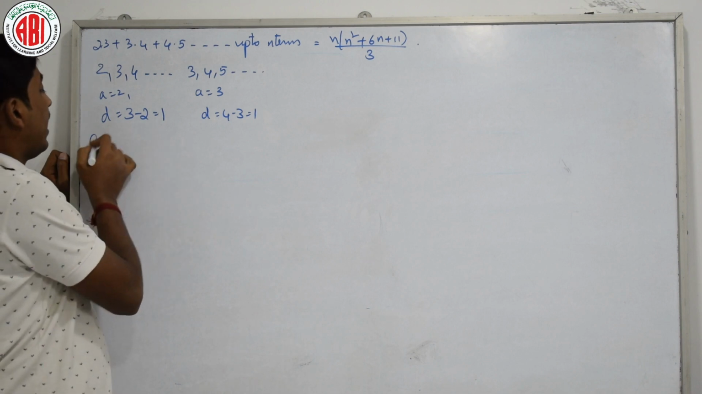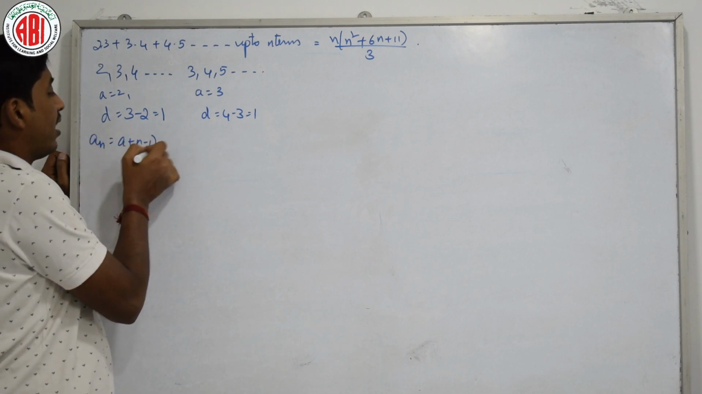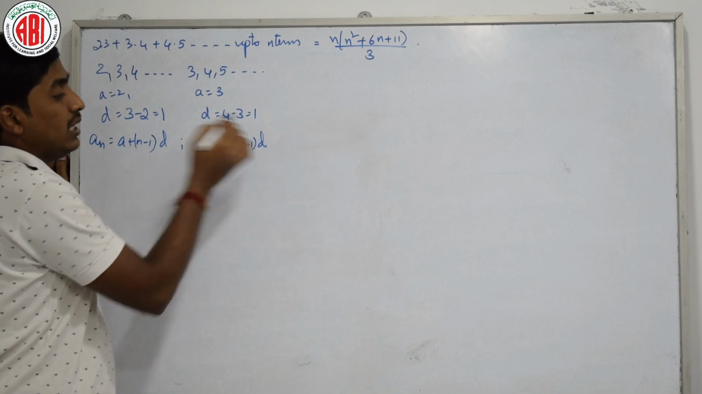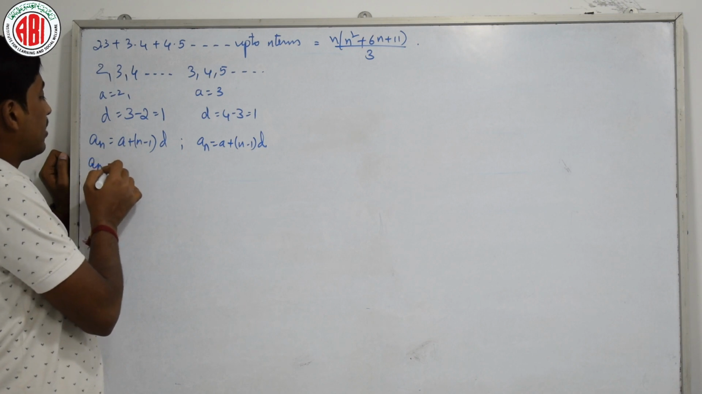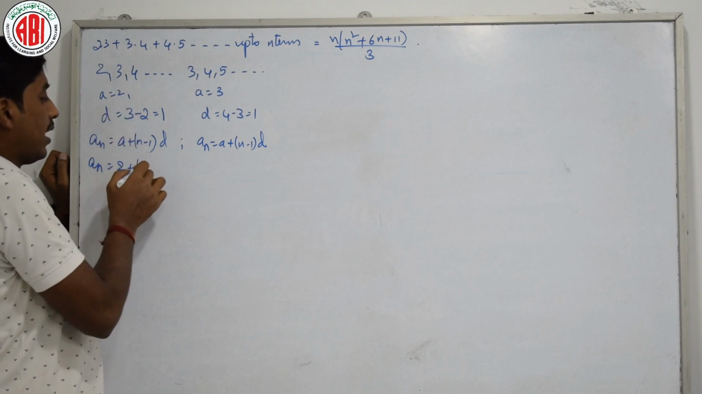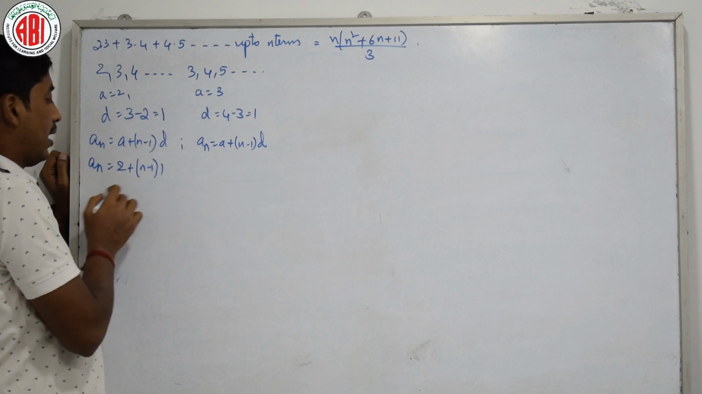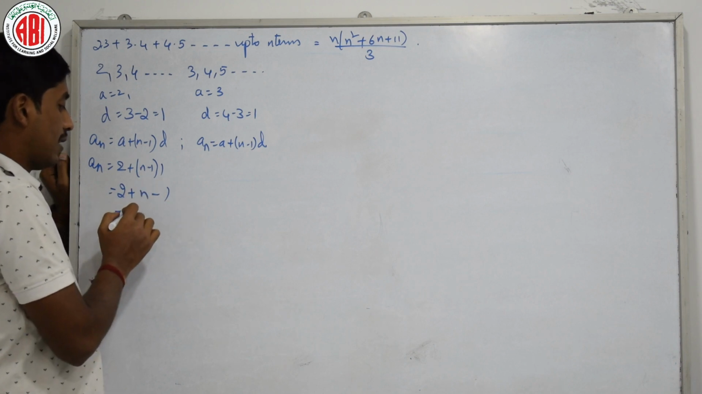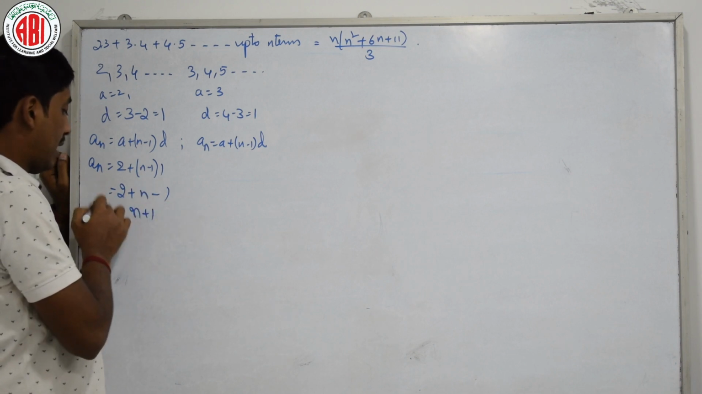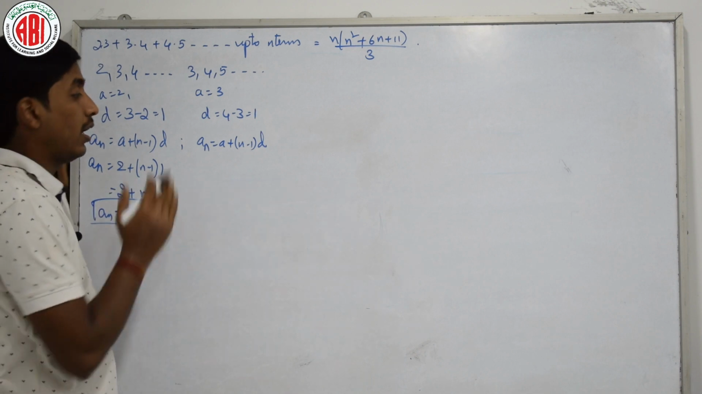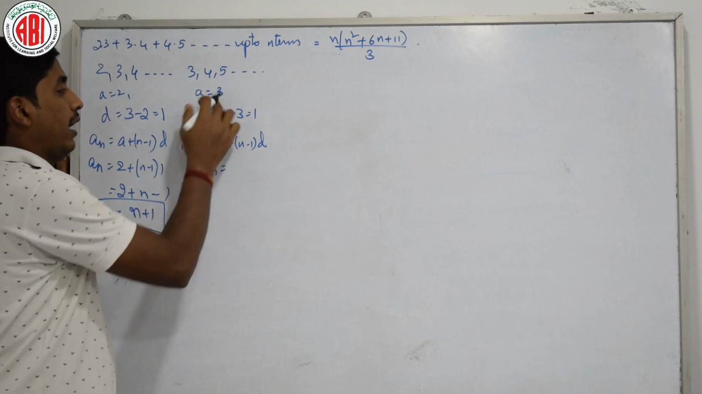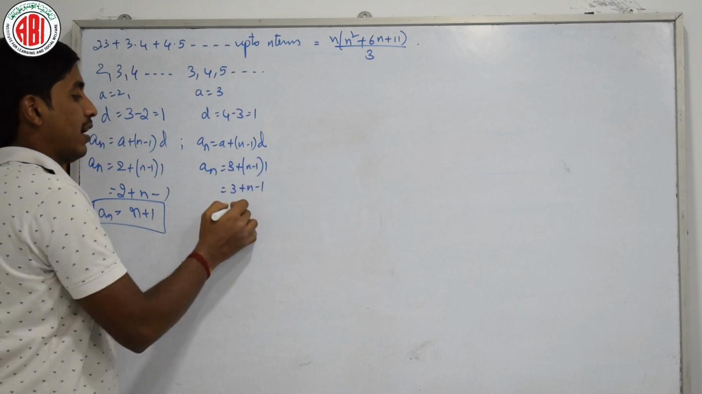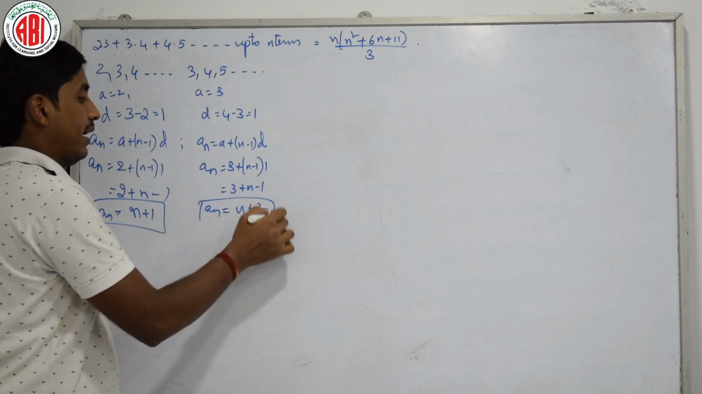Now tell me what is a_n? a_n is a plus (n minus 1) into d. Here also a_n is a plus (n minus 1) into d. That is, a_n is equal to 2 plus (n minus 1) into 1. That is 1 into n is n, 1 into 1 is 1, 2 minus 1 is plus 1. Therefore, n plus 1 is my a_n of the first set. Similarly, for the second, a is 3 plus (n minus 1) into 1, that is 3 plus n minus 1, that is n plus 2. This is my second a_n.